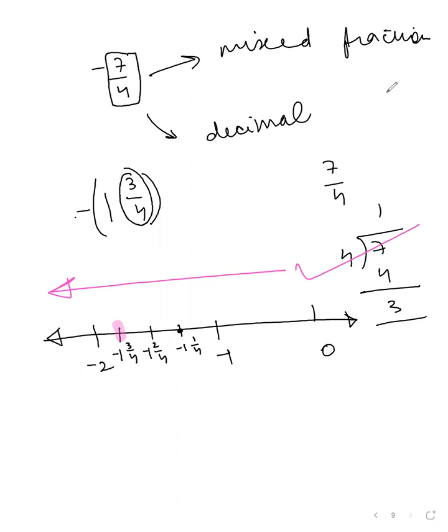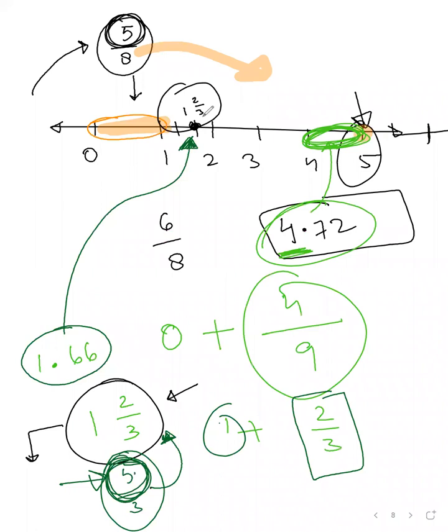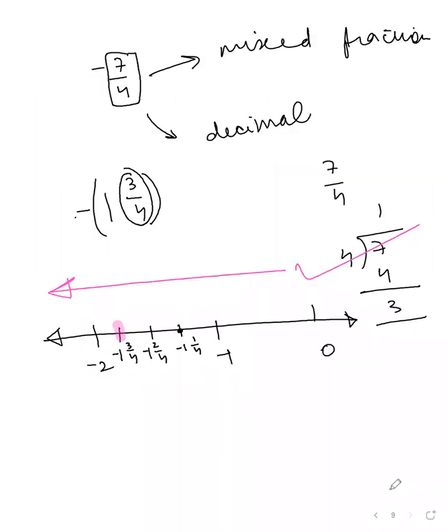But why did you write -2? Look at 1 2/3 and tell me it is lying between which two things? Which two whole numbers? 1 and 2. It is lying between 1 and 2, right? 1 और 2 के बीच में है. Similarly, over here it is between -1 and -2. Okay. Got it?